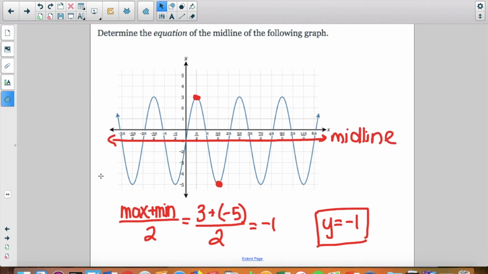Now if we look at it on the graph, that is this line right here. If we count the spaces from this midline to the maximum point, it would be 1, 2, 3, 4. If we count from the midline to the minimum point, it would be 1, 2, 3, 4. So that's why it is the middle of our graph.